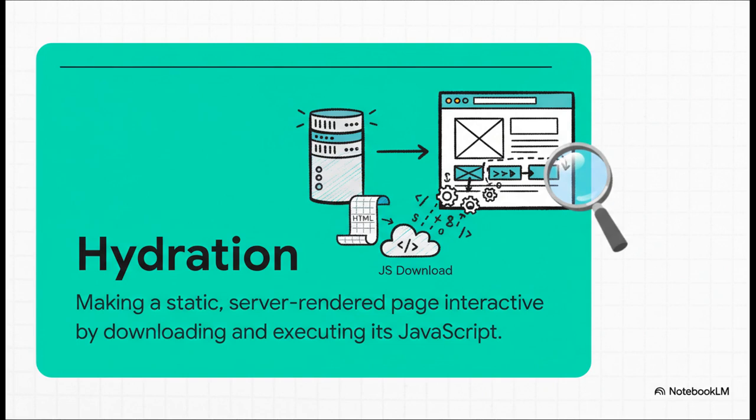Here's an analogy. Imagine a server sends your browser a perfectly built Lego castle. But to make it interactive, so you can open the doors and move the little figures, your browser has to download all the JavaScript, which is like the instruction manual, and then rebuild the entire castle from scratch. It's redoing all the work the server already did, and that's what causes that frustrating delay.